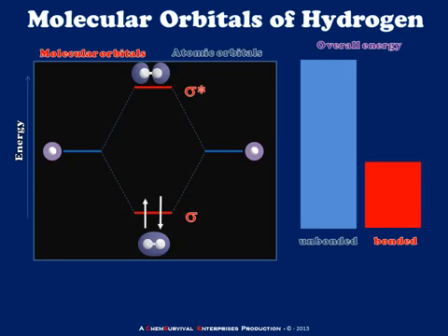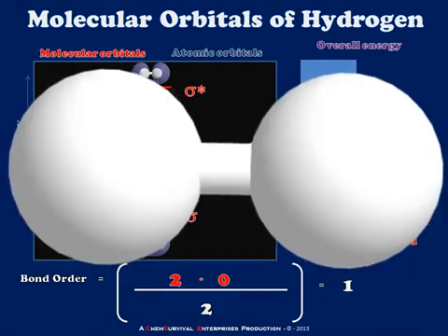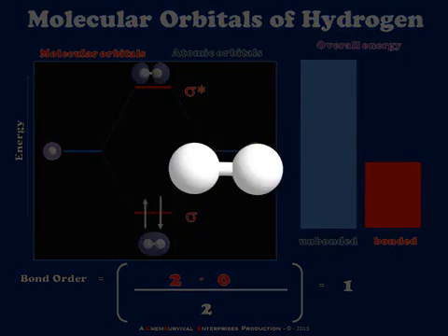Furthermore, I can calculate the order of the bond simply by taking the number of bonding electrons, subtracting the number of antibonding electrons, and dividing by 2, of course, to acknowledge that there are 2 electrons involved in each chemical bond. So in this case, I have 2 bonding electrons in the sigma molecular orbital and 0 electrons in the antibonding sigma star. Placing these numbers into my equation allows me to predict that my hydrogen molecule will be joined by a single bond. And this is in fact the case.